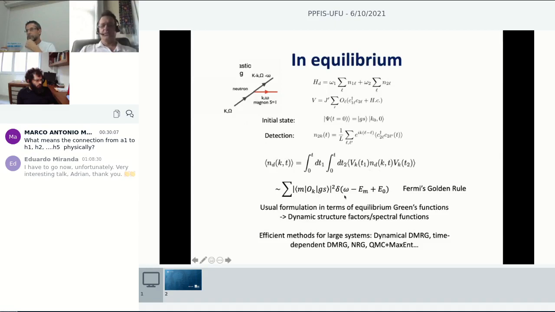Basically, it's Fermi's golden rule, where O is some operator that describes the scattering between the particle and the sample, and could be a spin operator. And here you see that you're going to get a response at all the energies omega or frequencies omega that correspond to a transition between the ground state and excited state.